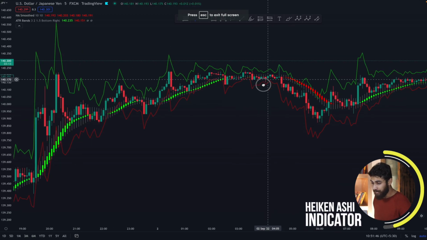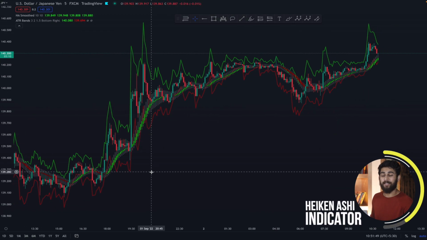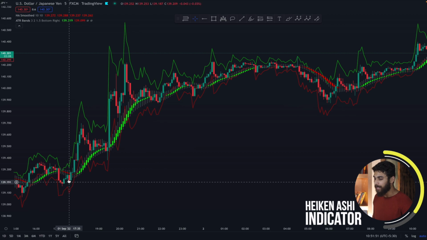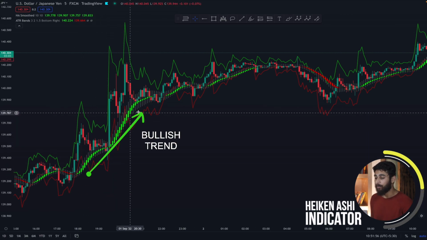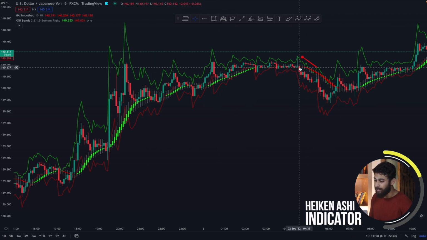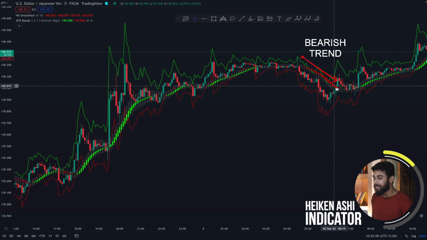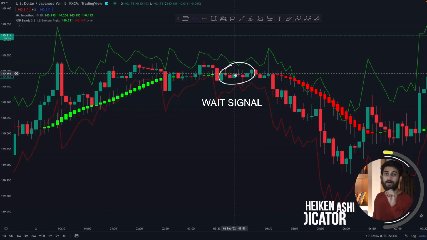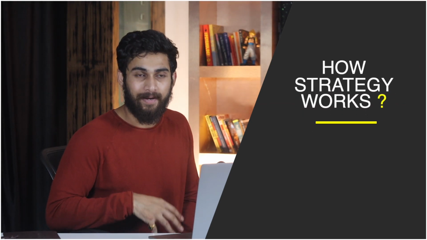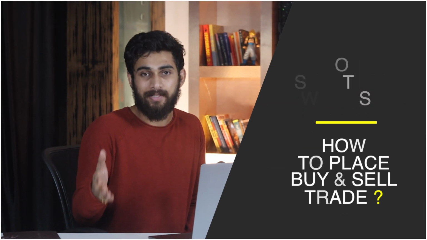Now that your chart is ready, let me tell you what this indicator does. The Heiken Ashi smooth candle indicator directly tells us about the direction of the trend. That is, when the Heiken Ashi indicator creates green candles, it tells us that the trend is bullish. And when the candles turn red, it tells us that the trend is bearish. And when we see black colored candles, it gives us a wait signal. Now, let's see how this strategy works and how to place buy and sell trades with this strategy.